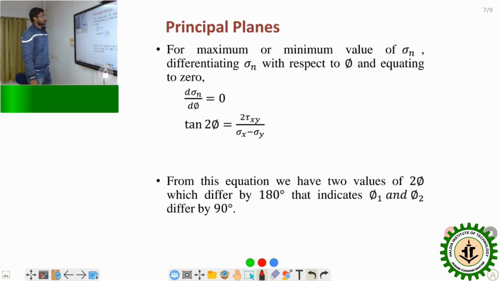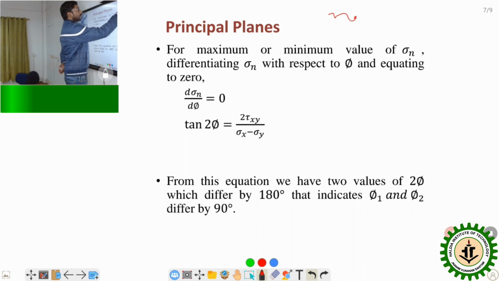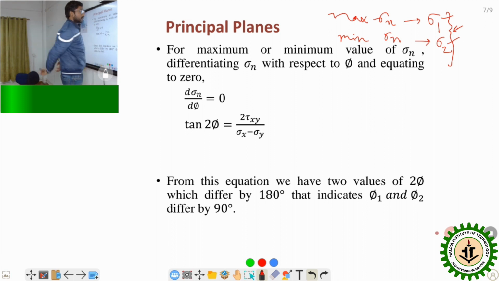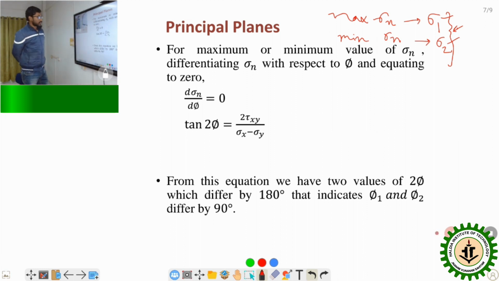So how do we calculate? Mathematically, how do we calculate the value of principal stresses? Basically, maximum sigma n and minimum sigma n, which are designated as sigma 1 and sigma 2. So this sigma 1 and sigma 2, these are known as principal stresses. Major principal stress, minor principal stress. So there are two ways to calculate.